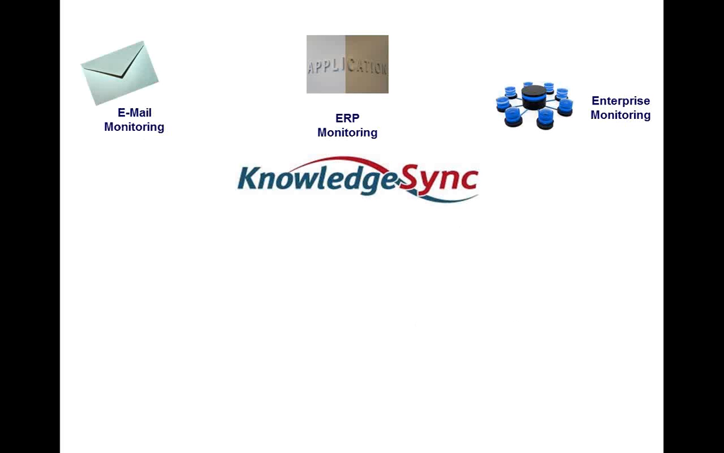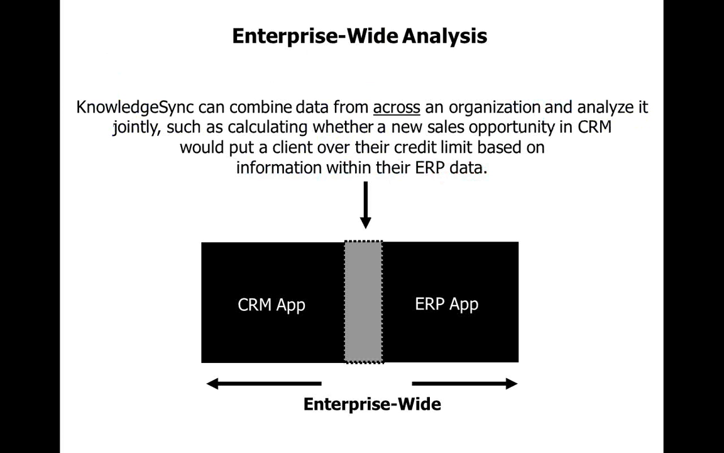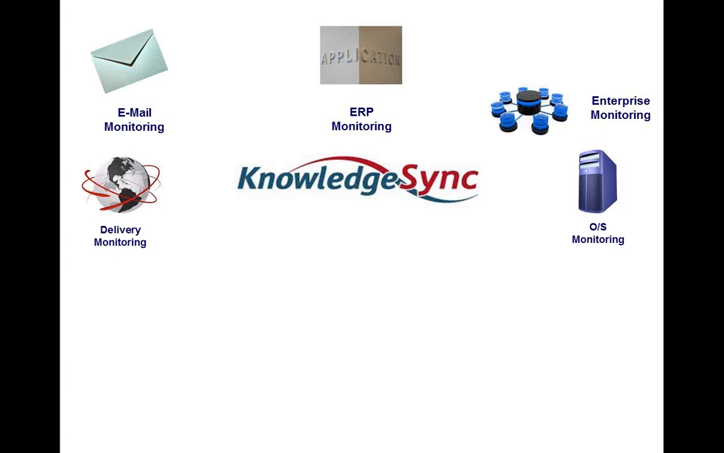Now, I've mentioned how KnowledgeSync can monitor the data in various business applications. It's also worth noting that KnowledgeSync can monitor conditions between multiple applications. So if you've got a sales or CRM application and also an accounting or ERP solution, how nice would it be to have an automated alert whenever one of your sales reps enters a new sales opportunity in your CRM or sales application for a customer who's on credit hold or who has overdue invoices within your ERP or accounting solution.